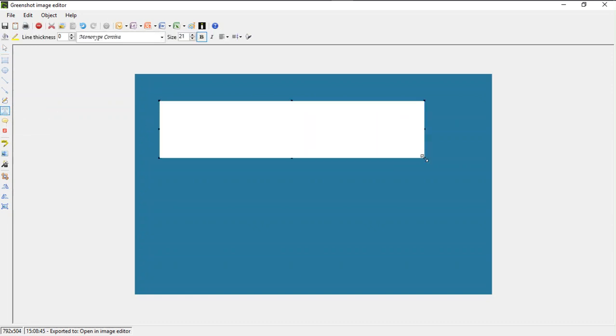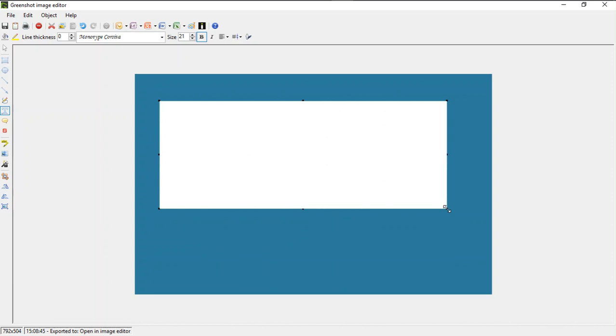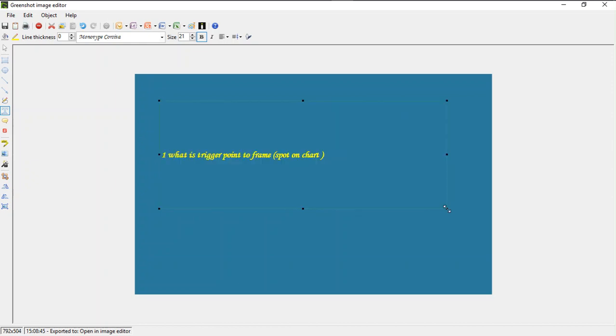let's discuss what set of rules we can follow and how to make a set of rules. So the first point would be, what is the trigger point to frame, or we can say what is the trigger point to spot on a chart. It means if you are searching on a chart, we need to understand what we are searching.